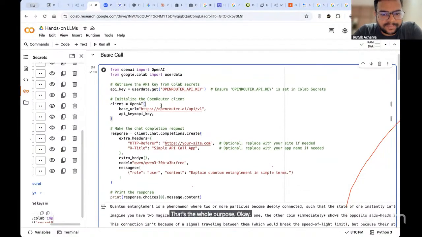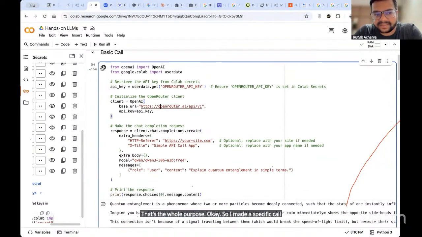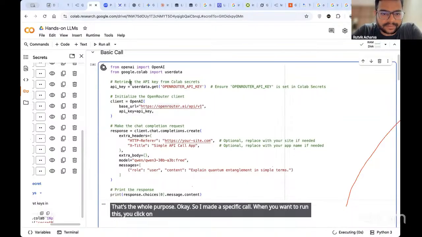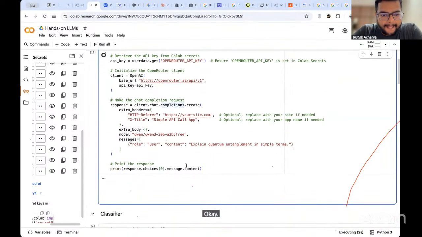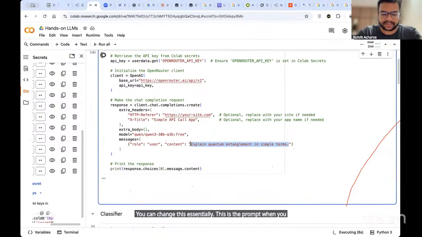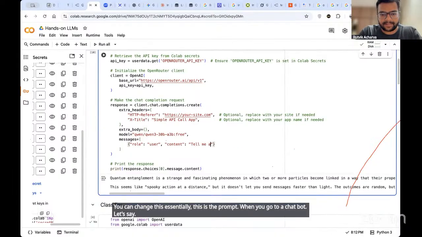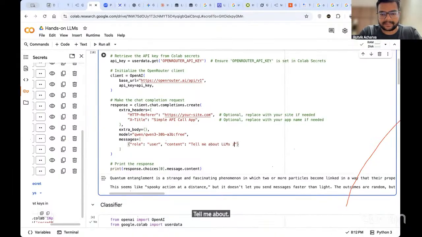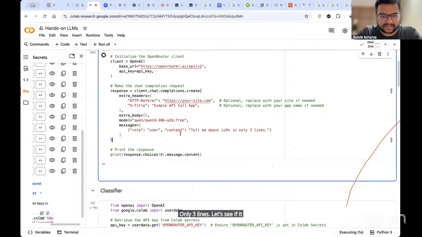Okay, so I made a specific call. When you want to run this, you click on this play button over here. Okay. You can change this. Essentially, this is the prompt. When you go to a chatbot, let's say, tell me about LLMs in only 3 lines. Let's see if it follows the instructions.